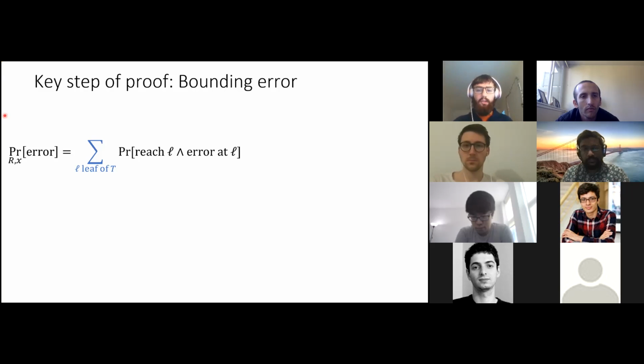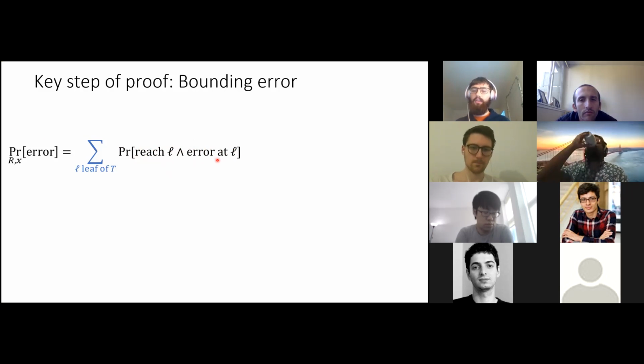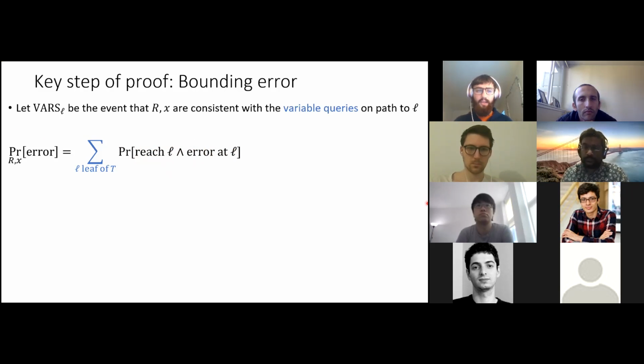Now, the probability of error at that leaf, that's something we can handle. That just comes from the previous depth reduction lemma. We can bound that by epsilon. But the danger, the thing that we should be a little bit worried about, is that these events are not necessarily independent. Reaching a leaf is not necessarily independent from something going wrong at that leaf. And the reason for that is the LTF queries.